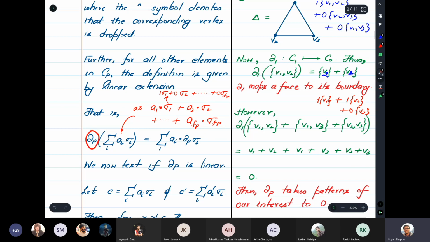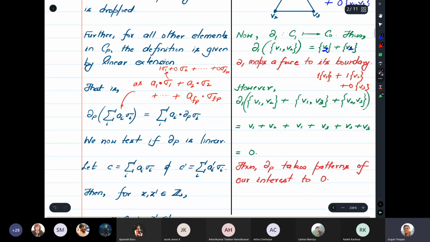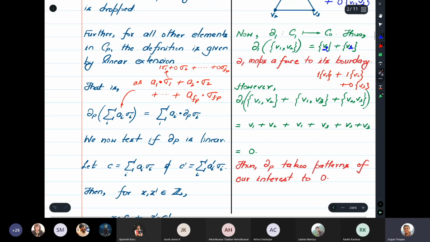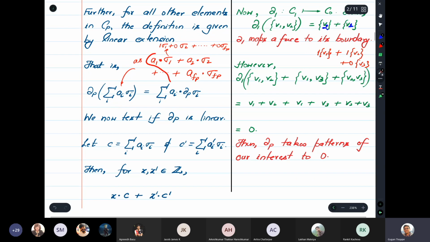Since we want this ∂_p to be a vector space homomorphism, which is equivalent to saying that we want this to be a linear map, since we have given as input a linear combination of these special inputs, the outputs should be the same linear combination of the corresponding outputs. So ∂_p of the summation over i of a_i σ_i is a linear combination of σ1, σ2 up to σ_fp, so the output should be the corresponding linear combination of the corresponding outputs.